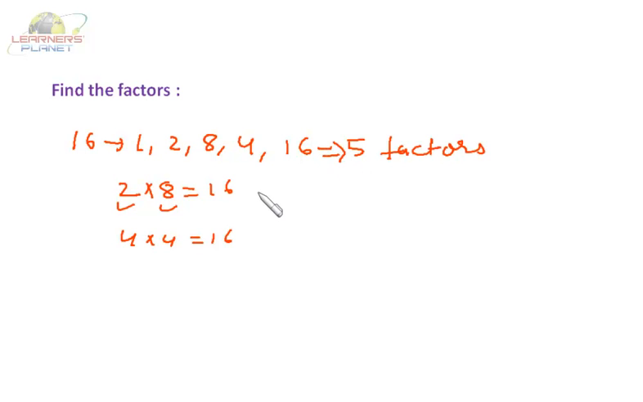Okay, so just by learning the tables you can find the factors of any given number. Let's take one or two more examples. Now let's find the factors of 28. 1 will always be a factor.